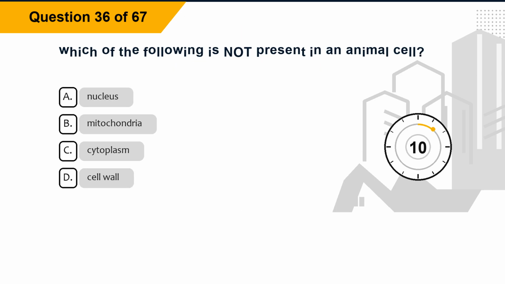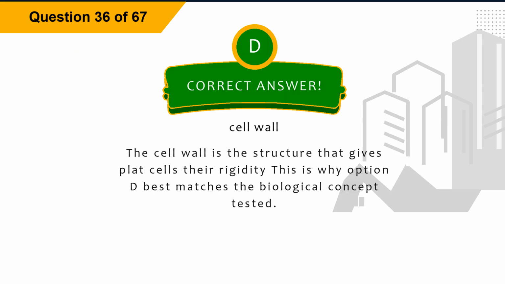Question 36. Which of the following is not present in an animal cell? Option A. Nucleus. Option B. Mitochondria. Option C. Cytoplasm. Option D. Cell wall. The correct answer is option D. Cell wall. Explanation. The cell wall is the structure that gives plant cells their rigidity. This is why option D best matches the biological concept tested.